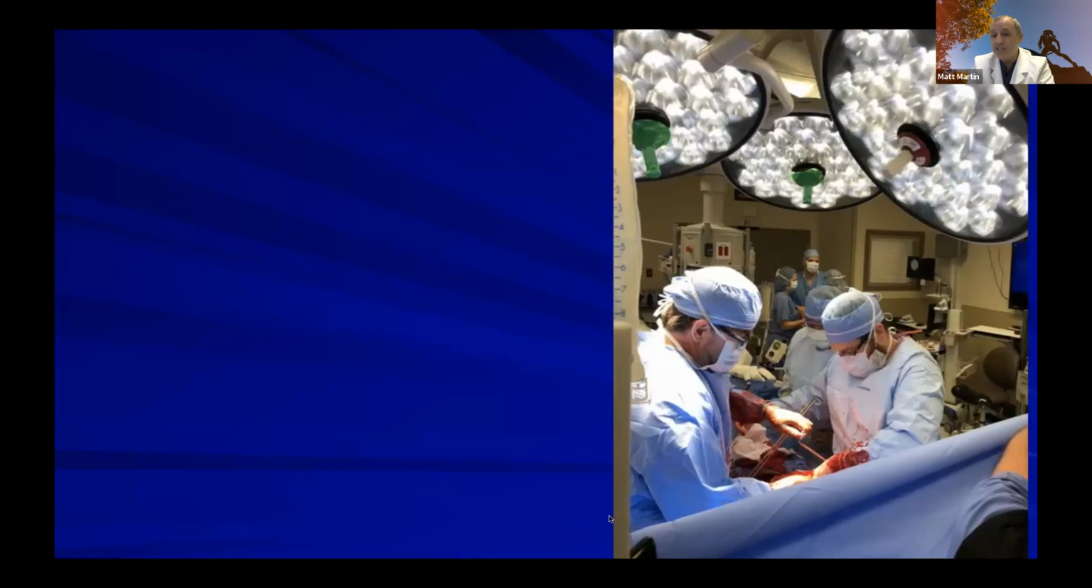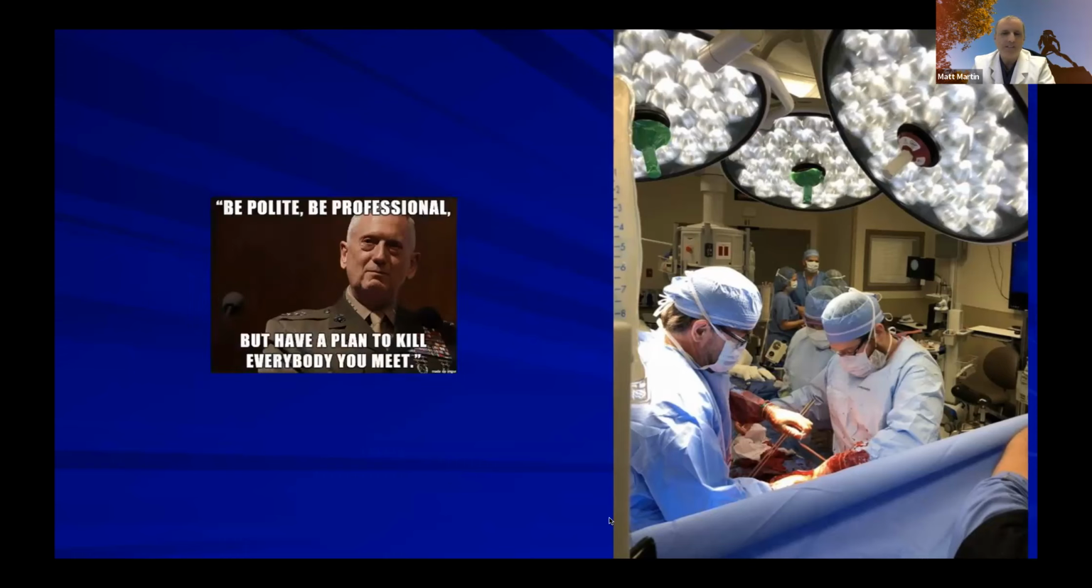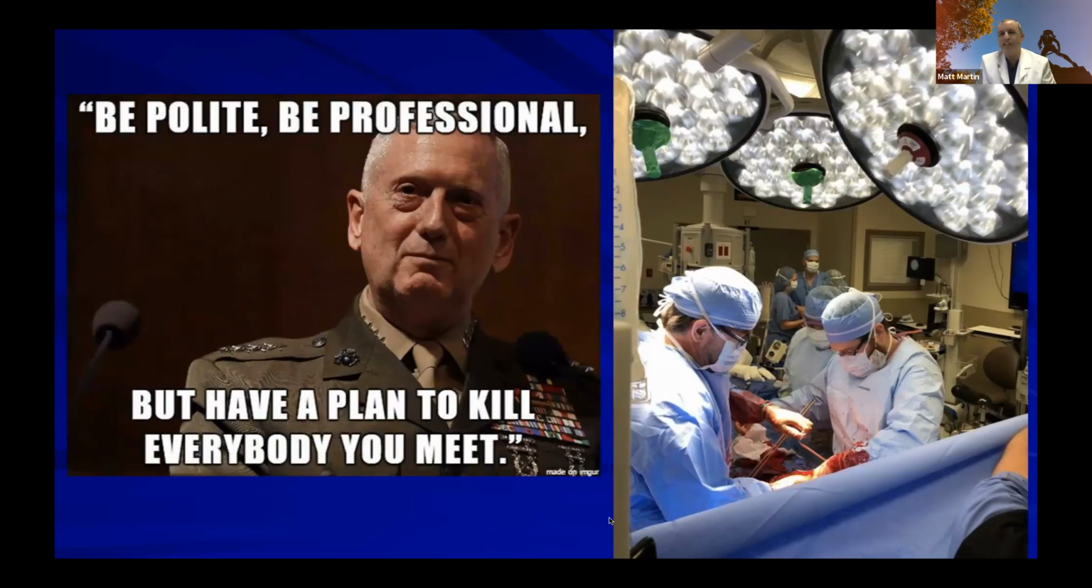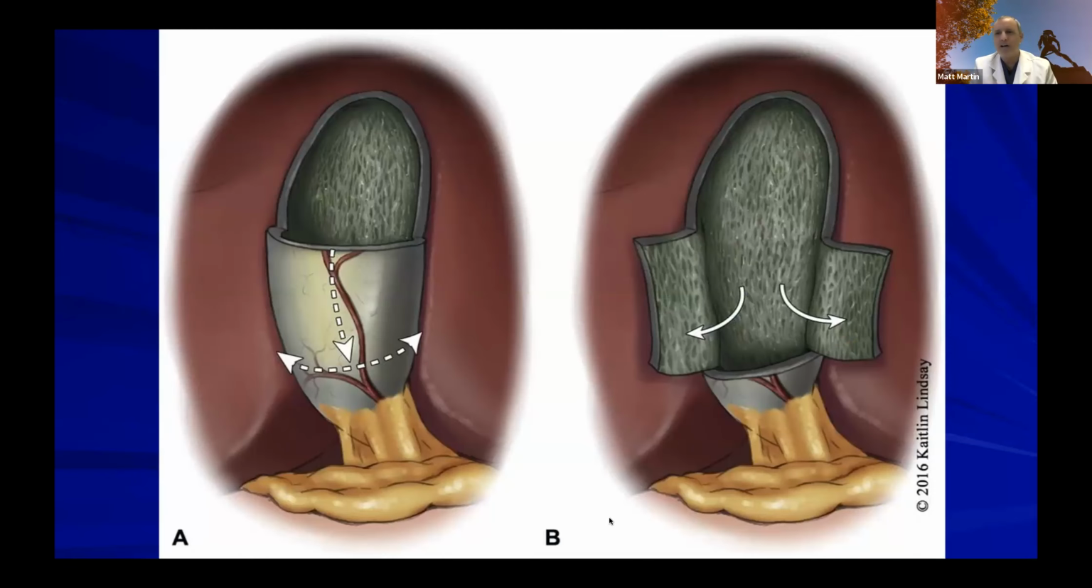So one option is always convert to open. Again, I think a lot of times the exposure and dissection issues are exactly the same open versus laparoscopic. So I don't typically convert to open for these, but that's reasonable. But I think you always have to, like General Mattis said, be polite, be professional, but have a plan to kill everybody you meet. So have a plan to kill that gallbladder and get it out safely. And in my hands, that's usually a subtotal cholecystectomy.